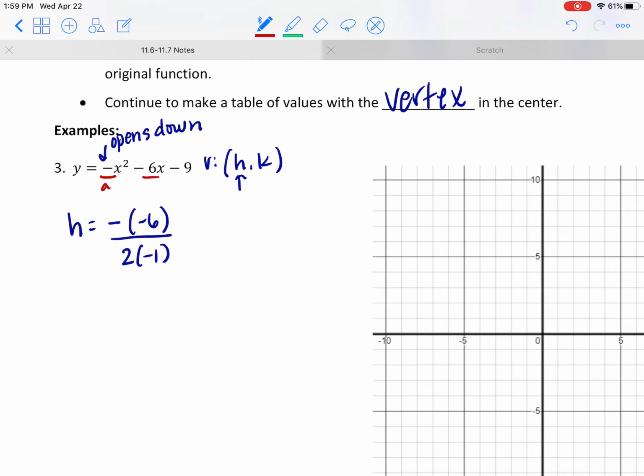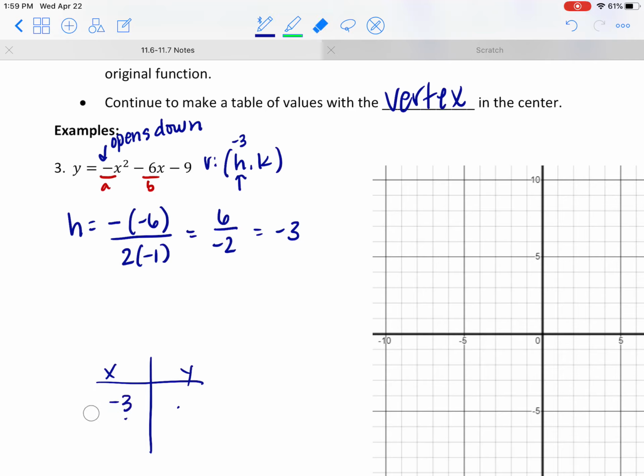So h is going to equal a negative b, remember use parentheses when you plug in, and then 2 times a. So remember, just like the quadratic formula, here's a with -1, here's b, -6. So -(-6) over 2 times a is 2 times -1. If we simplify, that's +6 over -2, which is -3. So now I know the first half of my vertex is -3, right?